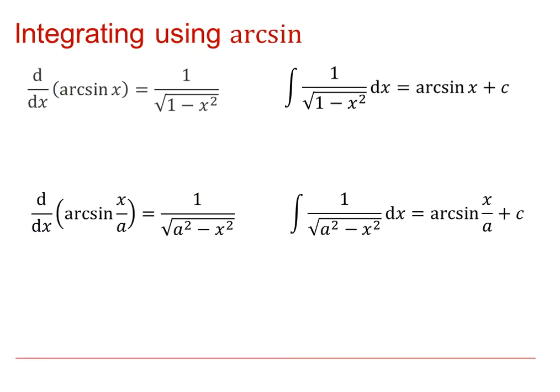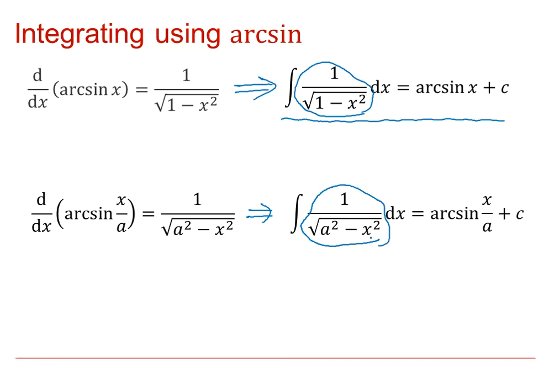So now, having derived these derivatives in previous sessions, we can integrate both sides with respect to x to create this new integral, which allows us to integrate functions like 1 over root 1 minus x squared. And likewise, if we integrate both sides of this general form, it allows us to integrate functions of the form 1 over root a squared minus x squared.